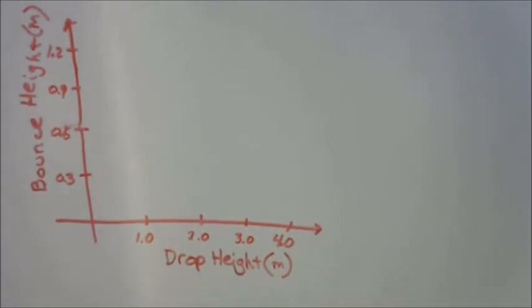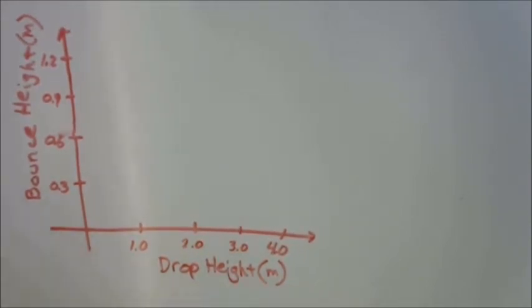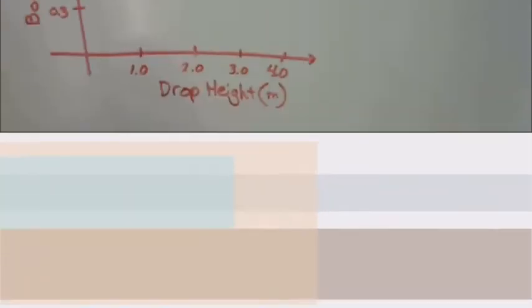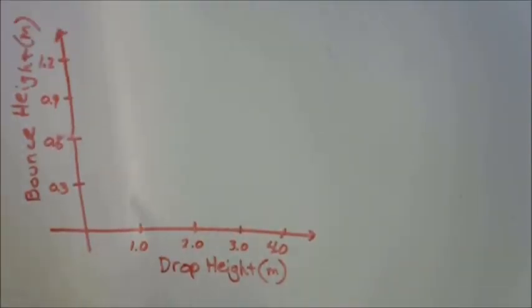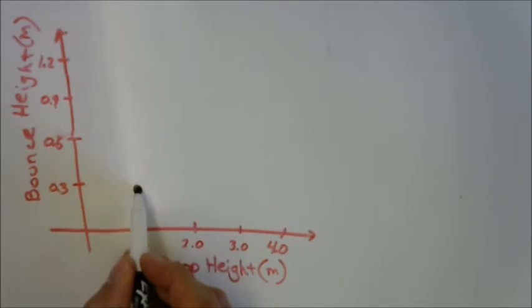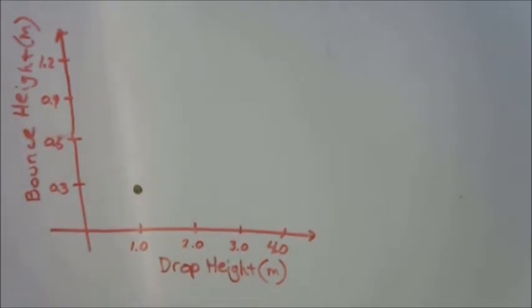To plot my points, the scatter plot, once we plug in our information, is going to show the relationship between the 2 variables. And we're going to be able to analyze that relationship. So let's go ahead and use the data that we're given and plug in those points. Our first point is the point 1 and 0.3. So drop height 1, go up to bounce height of 0.3, draw a dot. You may continue on to do the rest on your own and check back here to see how you did.